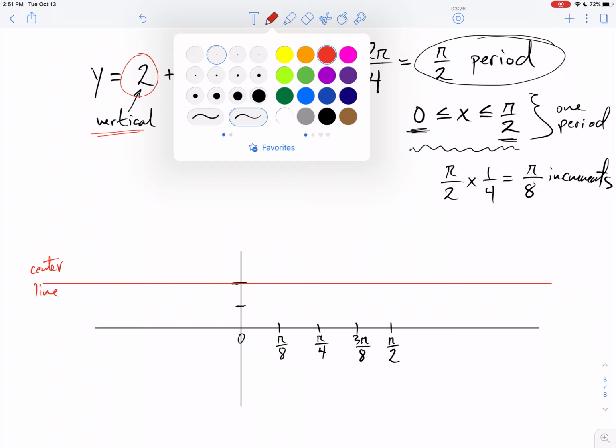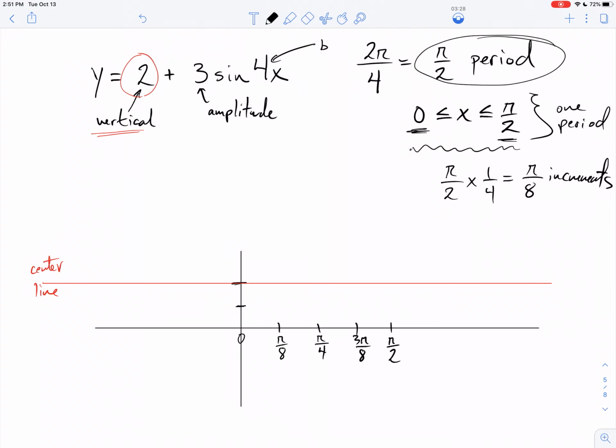Now, be careful because I also have an amplitude adjustment. So I'm going to have to extend a little bit here on my y-axis to make this work. I'm going to go up 1, 2, 3 units from the center line. My amplitude is 3 units up from the center. So the center line is at 2. That would put this highest point at 5. Now, where is my lowest point going to be on this graph? It's going to be 1, 2, 3 units down.